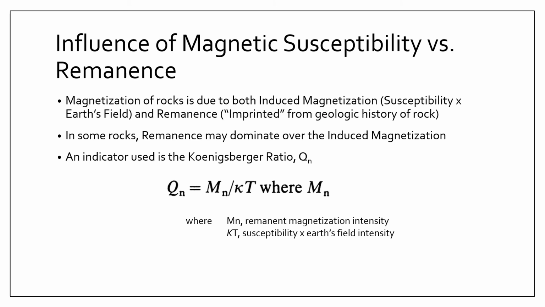Now let's talk about the importance of remnants. Okay, so remember that the total magnetization of rocks is a combination of induced magnetization, which is a function of magnetic susceptibility or the mineralogy, times the intensity of the Earth's magnetic field. And you also have remnants, which is basically a recorded magnetic strength from the geologic history of your rock. Now, note that remnants can actually be very strong. Okay, there are times where remnant magnetism is actually stronger than your induced magnetization. Okay, so these can actually signal an interesting geologic history.